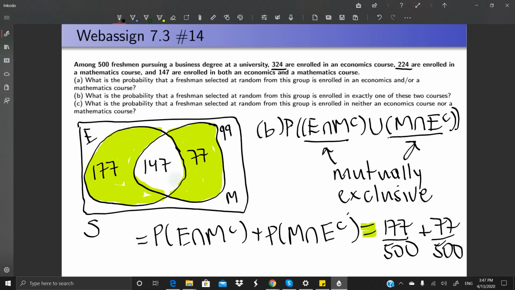And add the two. When you do that, just give it to you as a decimal, this is equal to 0.508, or approximately 2 decimal places, 0.51 is what you would enter, right? So there is about a 51% chance that a person is taking exactly one of the two classes.